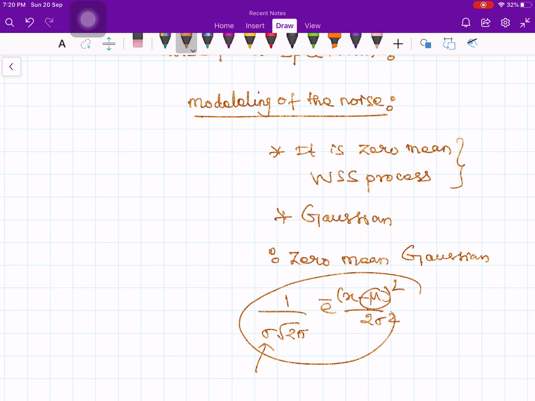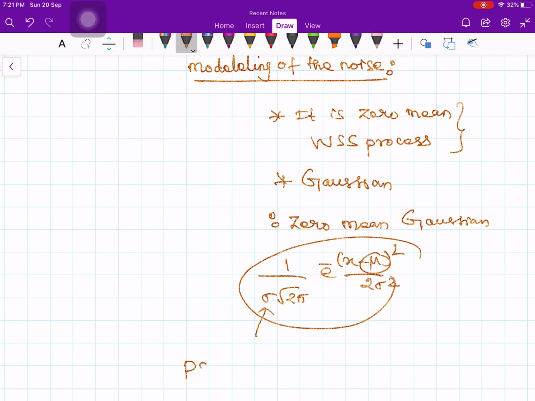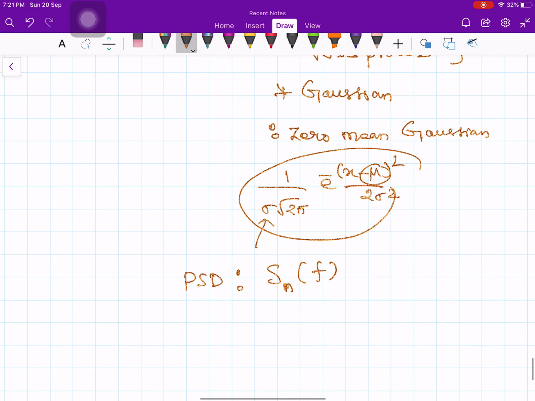In general, it could have any arbitrary power spectrum. Therefore the power spectral density of the noise is denoted by S_n of f, where the small n indicates noise.